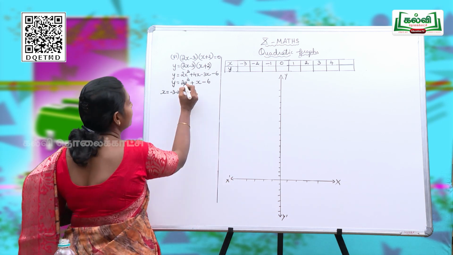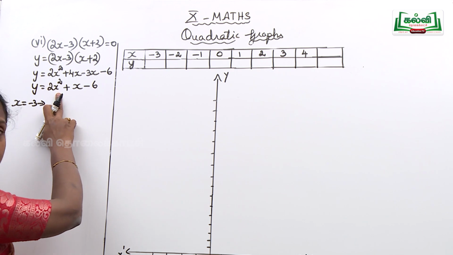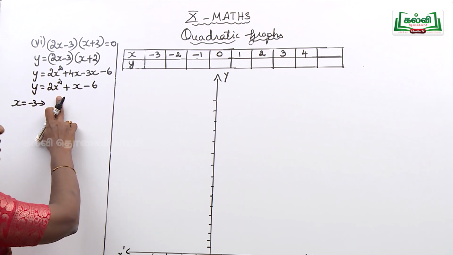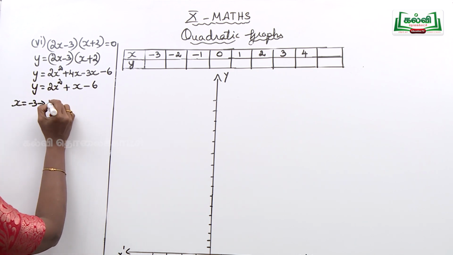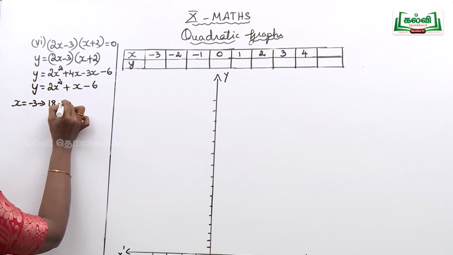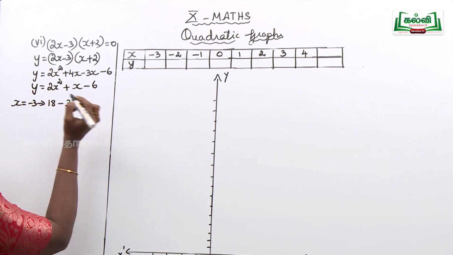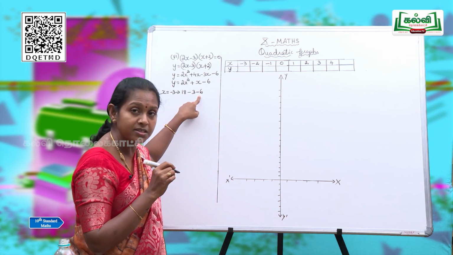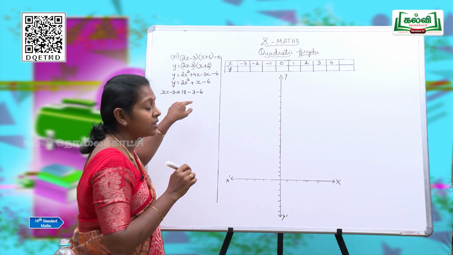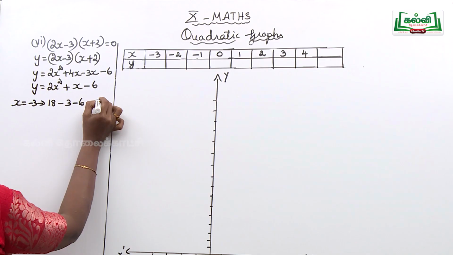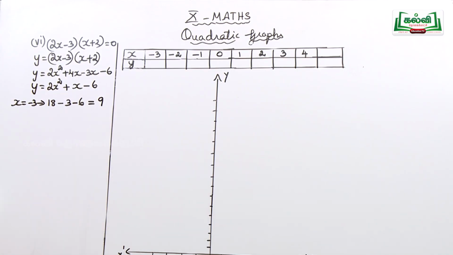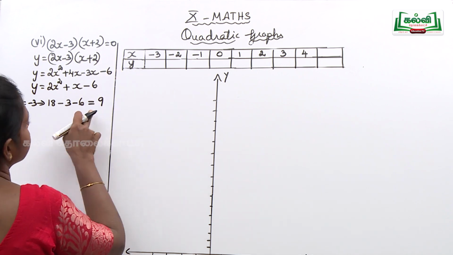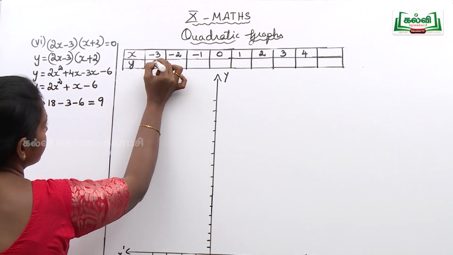Next, if I apply minus 3 here, what will you get? Minus 3 squared is 9. 9 twos are 18. What is x? Minus 3, and minus 6. So this is 18. Minus 3 minus 6 is what? Minus 9. 18 minus 9. Very good. Plus 9. Okay. So when x is equal to minus 3, you are getting plus 9.